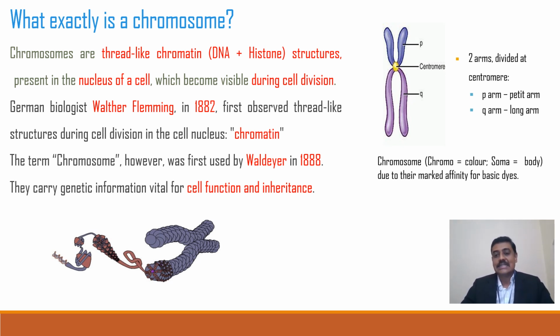Chromosome: the chroma component represents the colored component, and soma represents the body of the chromosome. Due to their marked affinity for basic dyes like Giemsa, we use these dyes for understanding the banding pattern present in the chromosomes.